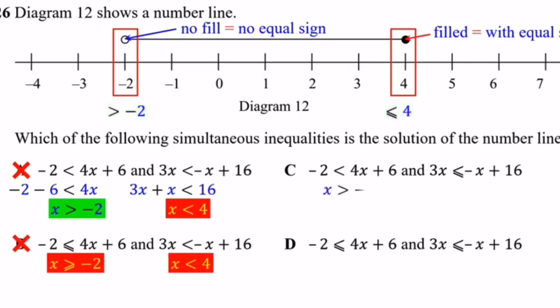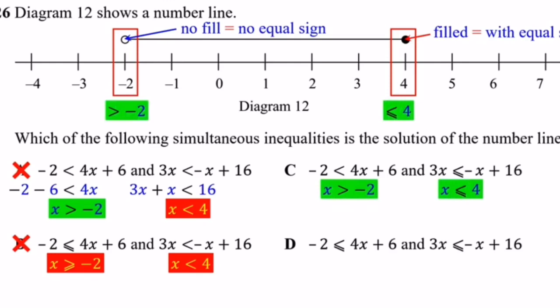For C, we have 4x more than -8, so x more than -2. For this side we have 4x less than or equal to 16. That means x less than or equal to 4. Yes, this is the right answer. So we will choose C as the best answer for question 26. That is how you solve the inequality.